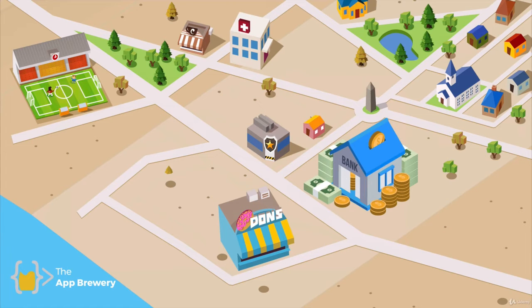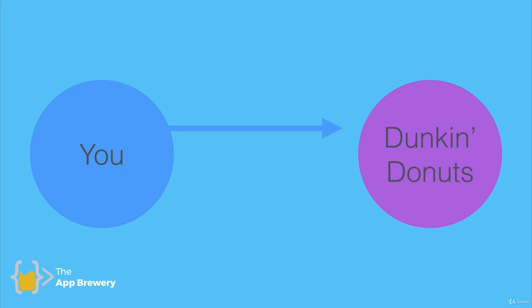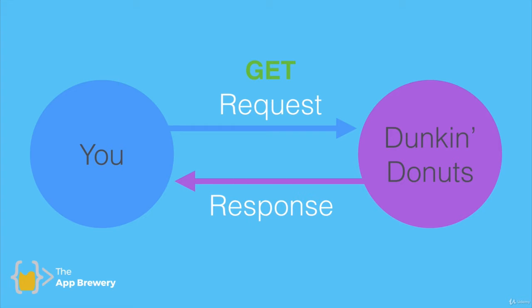Now, when we're interacting with external systems, it's a bit like being a citizen of a small town, right? There's certain buildings or certain structures that you interact with in this way. For example, you could go to Dunkin' Donuts and you could make a request for some donuts, pass over some money, and in return, you get back your donuts as a response.